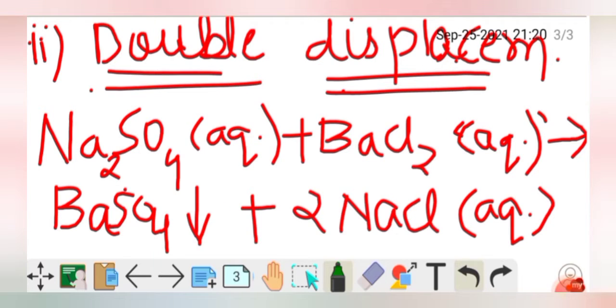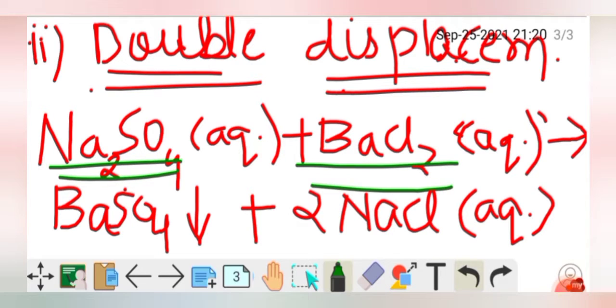The reaction in which two different ions in the reactant molecules are displaced by each other. These are not displaced as in a single displacement reaction, where an element was displaced by the more reactive element. But in a double displacement reaction, they are displaced by themselves only.